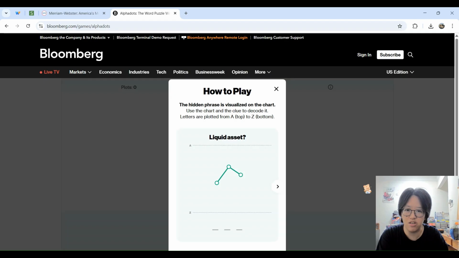Let's go start. So, how to play: the hidden phrase is visualized on the chart. Use the chart and the clue to decode it. Letters are plotted from A at the top to Z at the bottom, as you can see here. So there's A to Z.